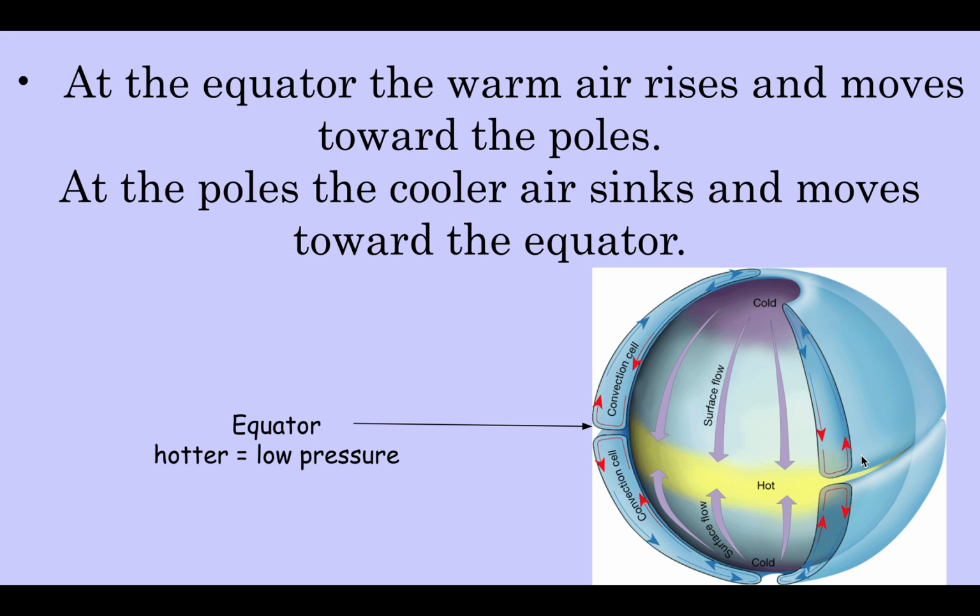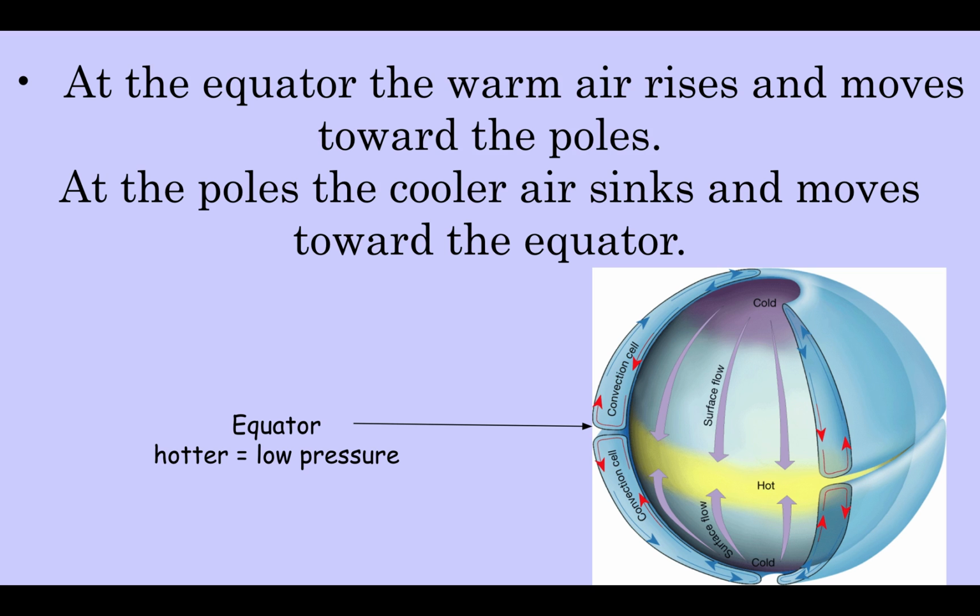If we look at a diagram, we know that at the equator, that is where we have warm air. And that warm air is going to rise and then move towards the poles. At the poles, we have cool air that sinks and moves towards the equator. So if we look at our diagram, the equator, that's where it's hot, right?